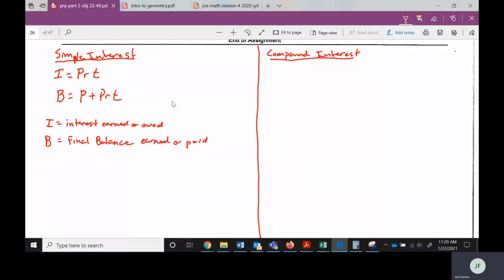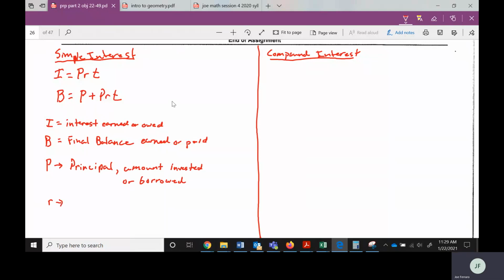Okay, so the other letters are just what's important to solve these problems. P stands for principal, which is the amount invested or borrowed. So in those two examples I set up top, the $100 would be the principal.